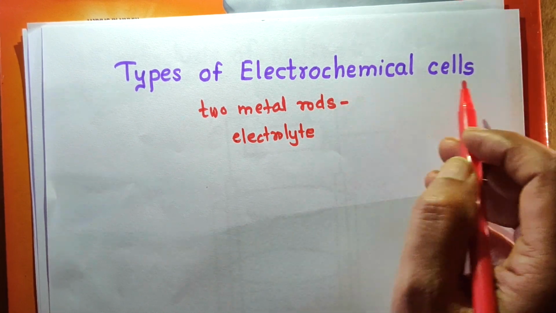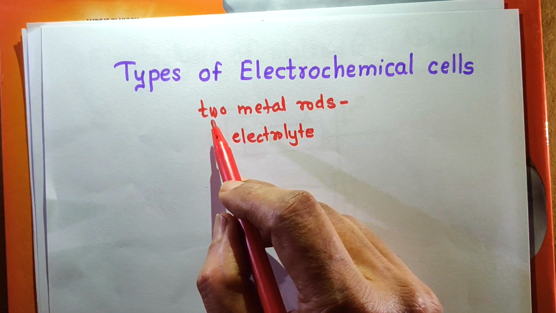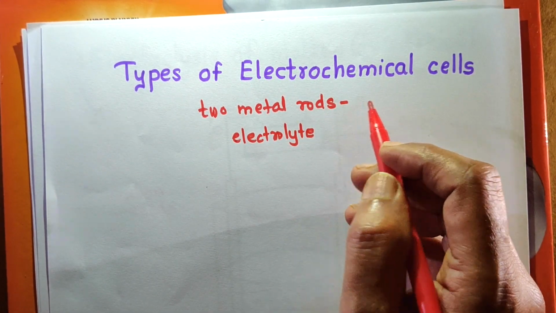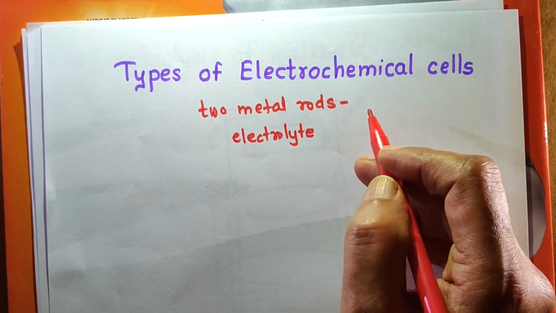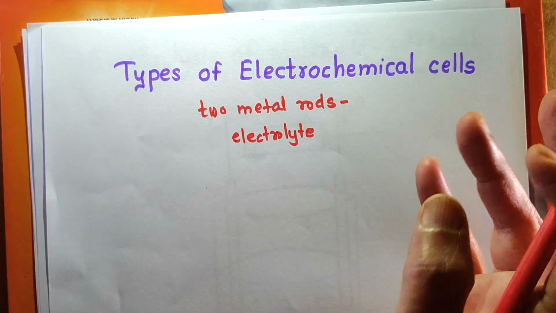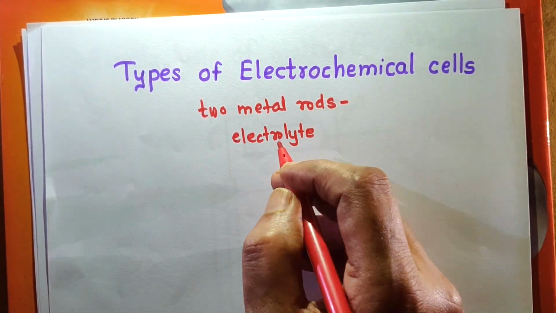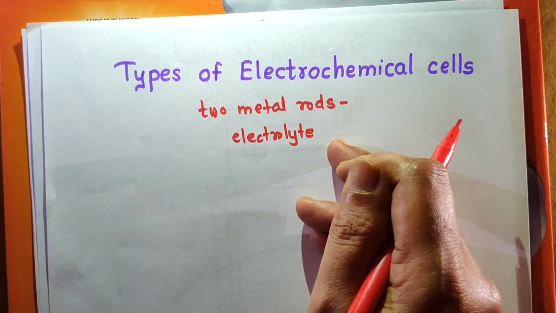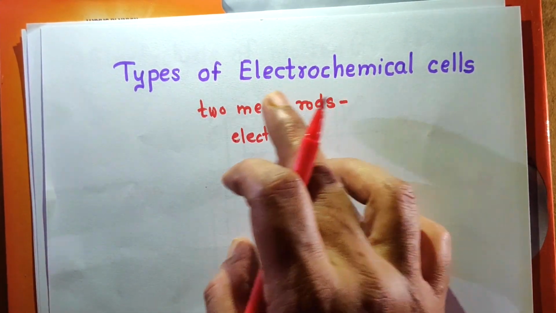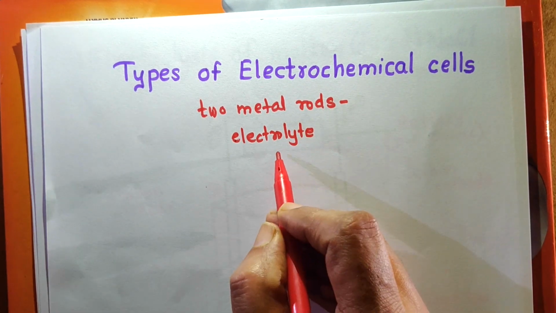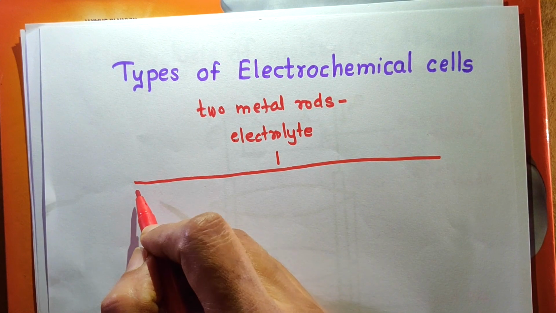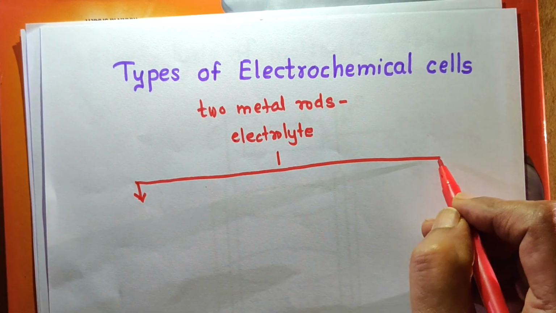So electrochemical cell consists of two metal rods, one of which acts as anode and another will act as cathode, and these two metal rods or metal plates are dipped in a solution which can produce ions, which is called as electrolyte. Then these electrochemical cells can be classified into two types. We have to study what are the types of electrochemical cells.